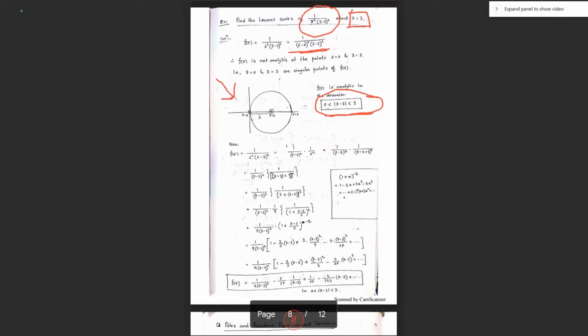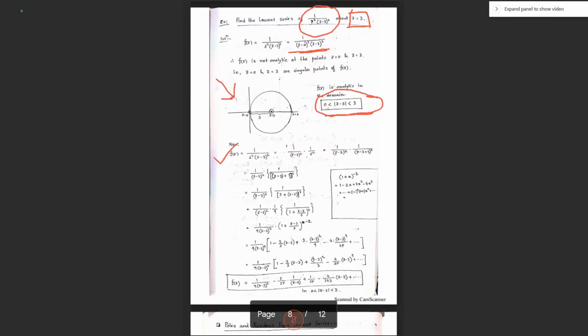This annular region is taken such that both the singular points, z = 3 and z = 0, are not considered here. So in the annular region 0 < |z − 3| < 3, the function f(z) is analytic, so we can have a Laurent series expansion of this function. Now we find the Laurent series expansion.